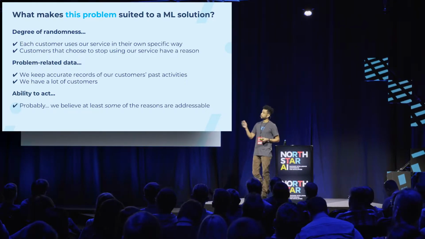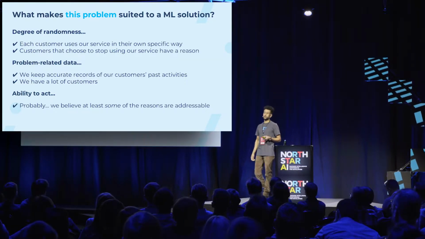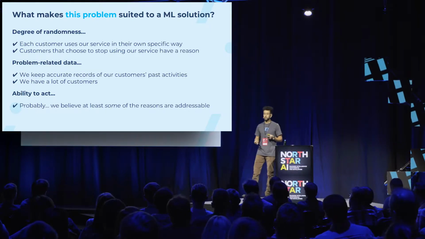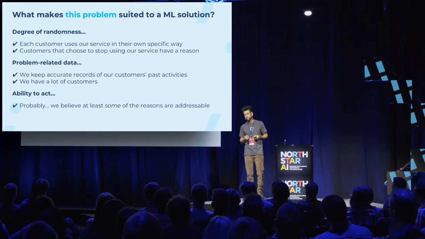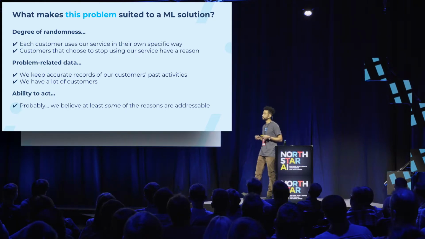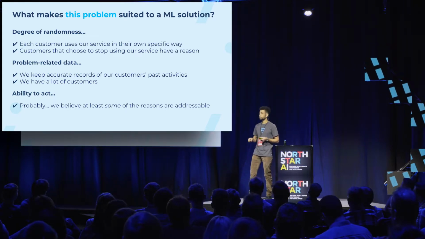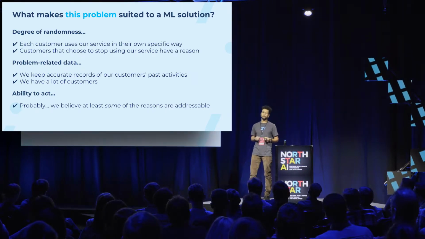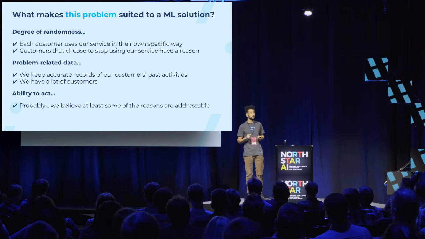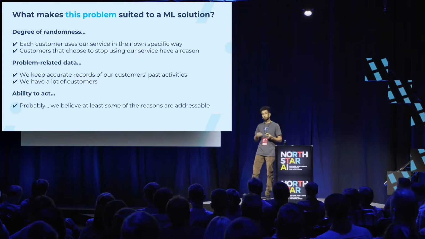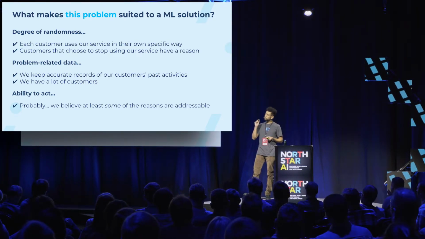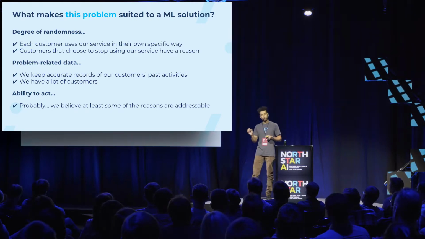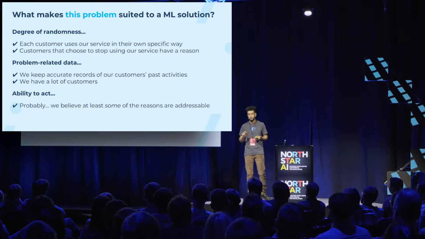All right, well, what makes this problem suited to a machine learning solution? I think we tick all of these boxes. So we have some degree of randomness. Each customer uses our service for their own needs, but we have very different customers who have very different needs. And as a result of that, they stop using our service for different reasons. So there's some randomness there. But the fact is that they stop using our service for a reason. So there should be some sort of a pattern to detect.